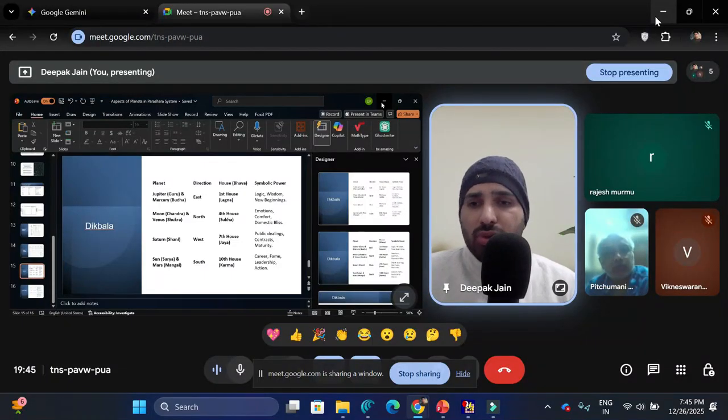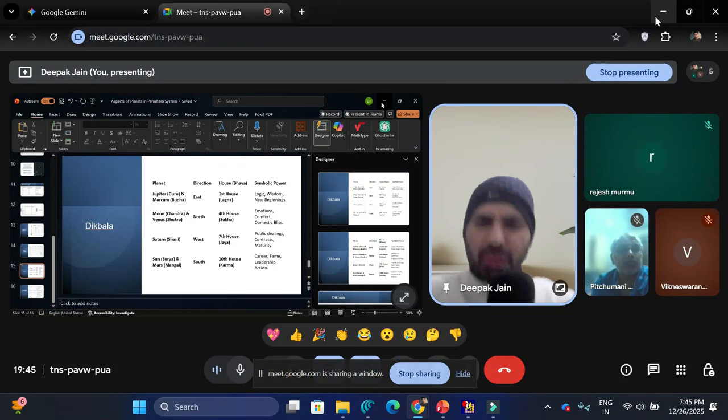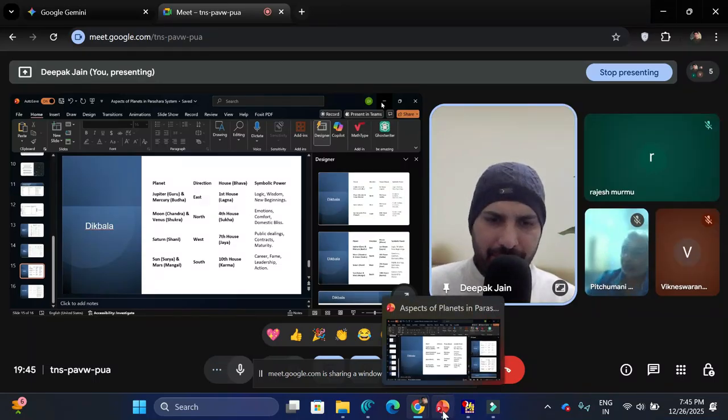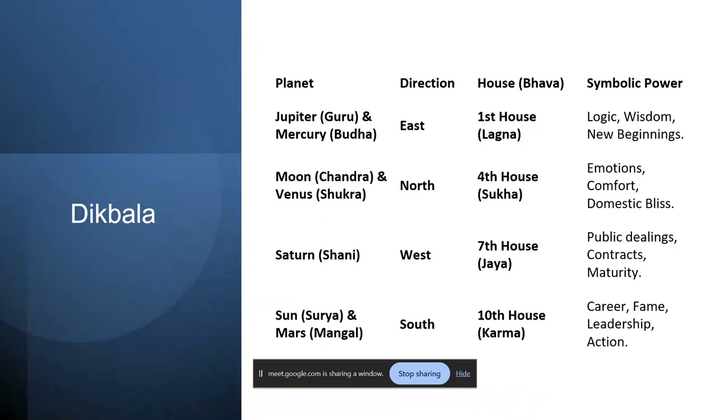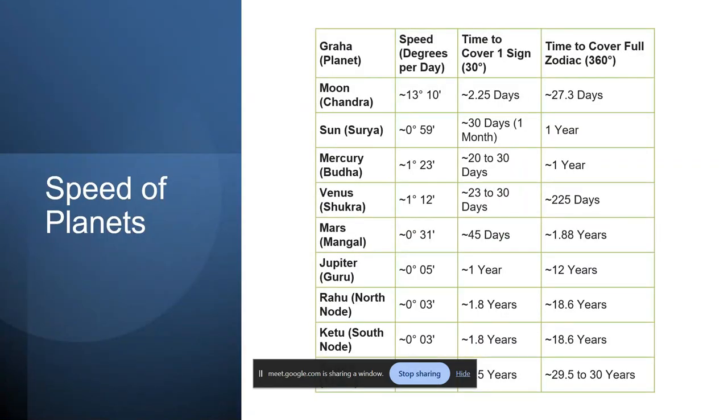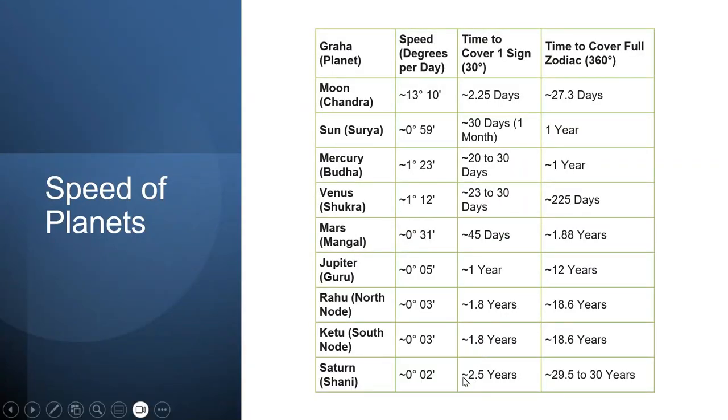I also wanted to talk more about the speed of the planets. See, the speed of planets is very important. This table gives the average speed of the planets. In almost all of them there is a tilde sign, which represents approximately. These are approximate average speeds of the planets, but these speeds will vary.